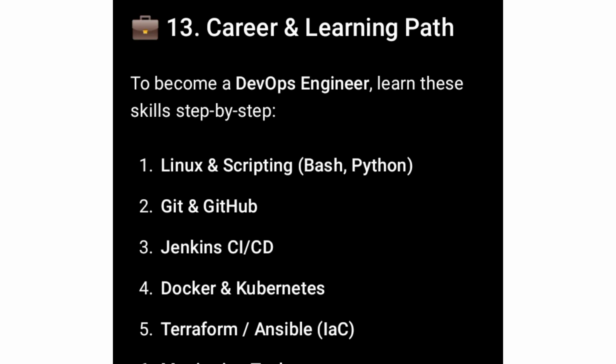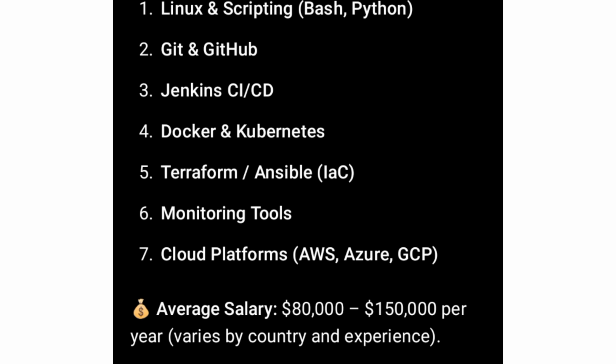13. Career and learning path. To become a DevOps engineer, learn these skills step by step. 1. Linux and scripting, Bash and Python. 2. Git and GitHub. 3. Jenkins and CI/CD. 4. Docker and Kubernetes. 5. Terraform and Ansible for IaC. 6. Monitoring tools. 7. Cloud platforms: AWS, Azure, GCP. Average salary: $80,000 to $150,000 per year, varies by country and experience.